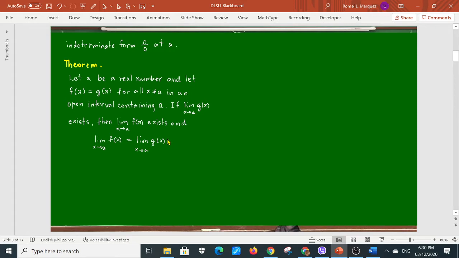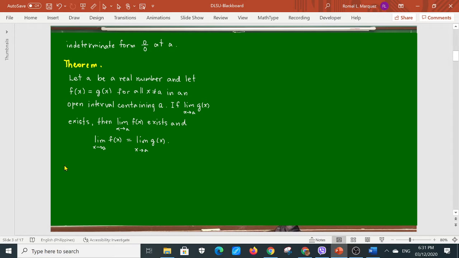Okay? So this theorem is very useful in handling limits whose function has no obvious limit as x approaches a. So what we do, we find another function g of x that is equal to f of x for x not equal to a. They are equal in all values except, for instance, at x equals a. But with obvious limits. So we try to find such a function, and then we evaluate the limit of g of x. That will be the limit for f of x. Okay?